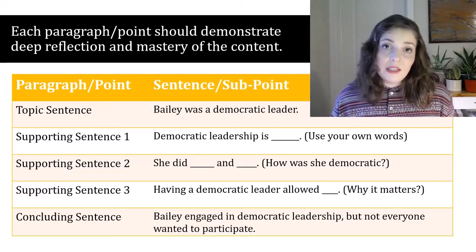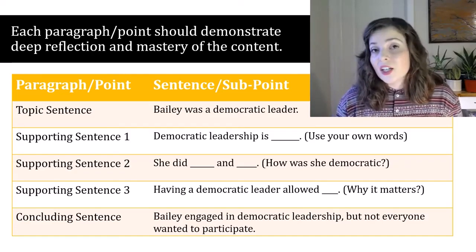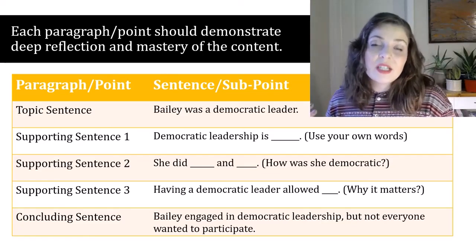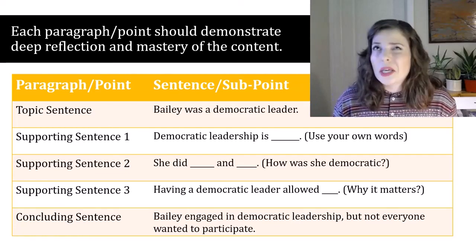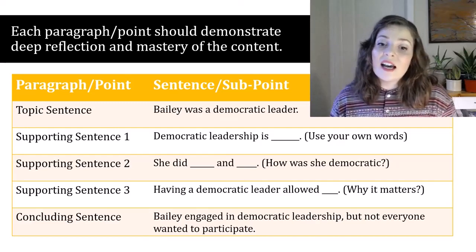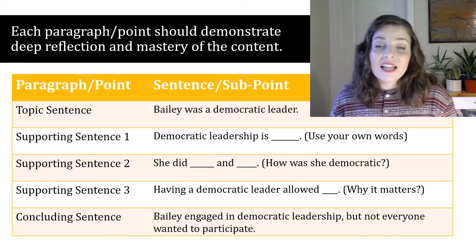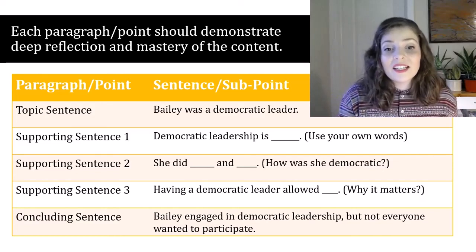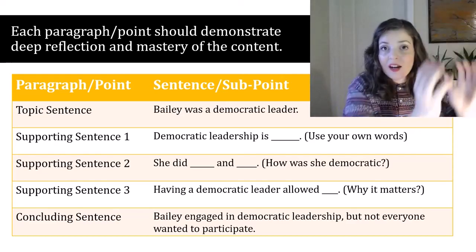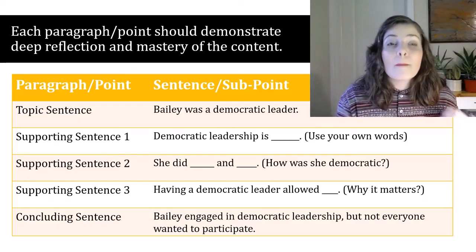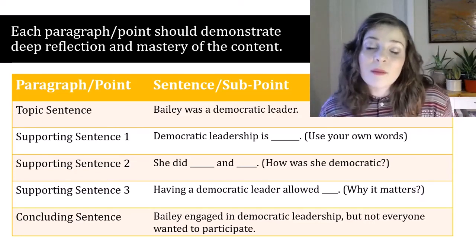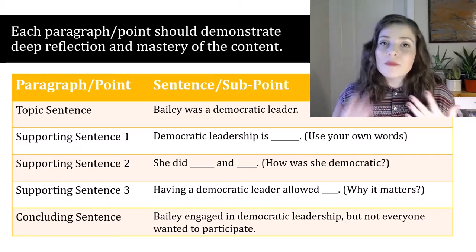Then, if you're to believe that Dr. Benedict was a Democratic leader, you would want to see some evidence of that. She did this thing and that thing that demonstrated she was a Democratic leader. Finally, okay, she's a Democratic leader, so why does that matter? Having a Democratic leader allowed blank or permitted the class to do this. Finally, Dr. Benedict engaged in democratic leadership. That is summarizing the paragraph or the main point that you just heard, but not everyone wanted to participate. That is transitioning us to the next main point, which might be about some of the problems that democracy had.